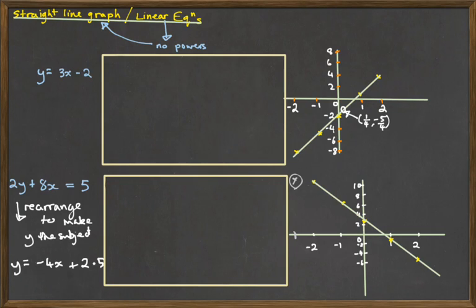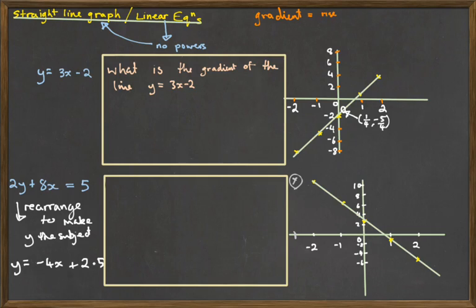So we're going to look at gradients. What is the gradient of the line y equals 3x minus 2? What is the gradient of that line? Well, there are two ways. We can either look at the drawing, the plot, or we can look at the equation.